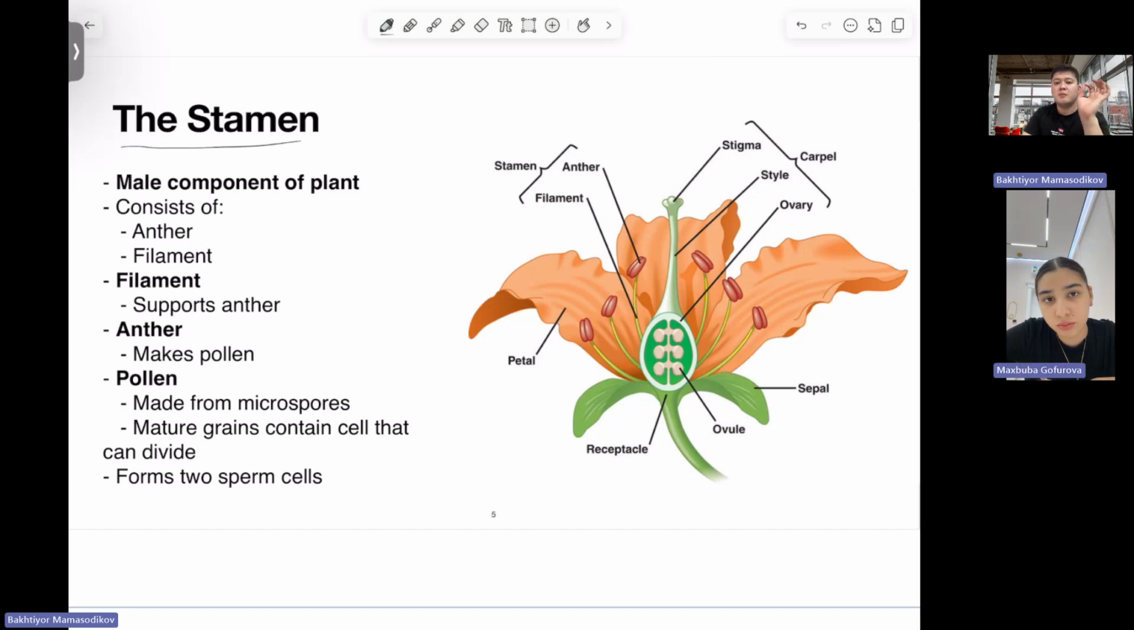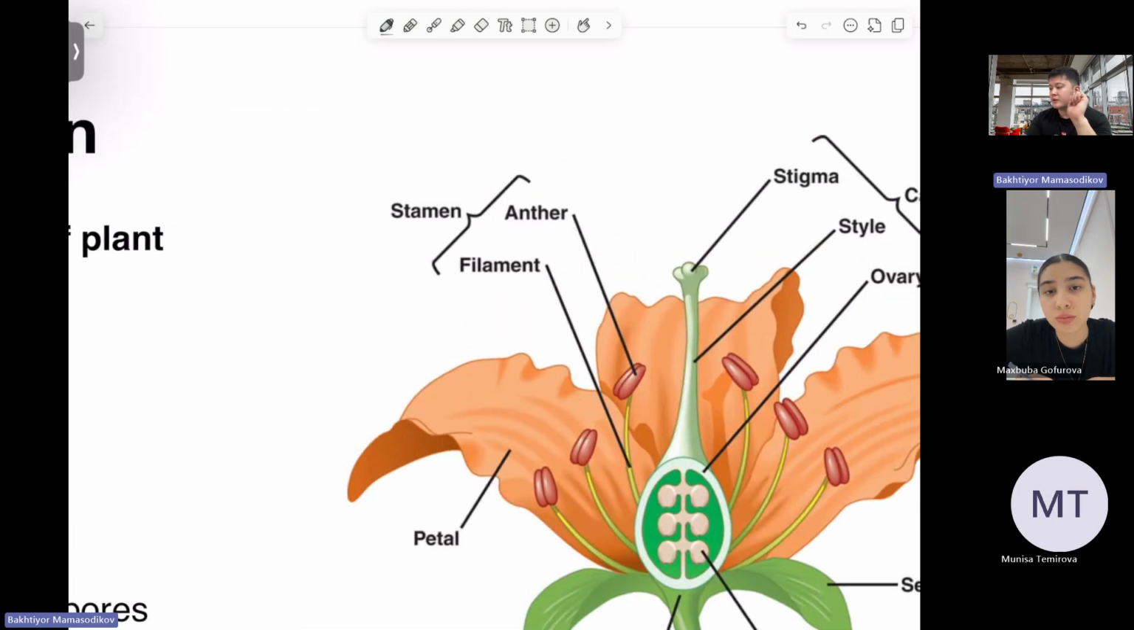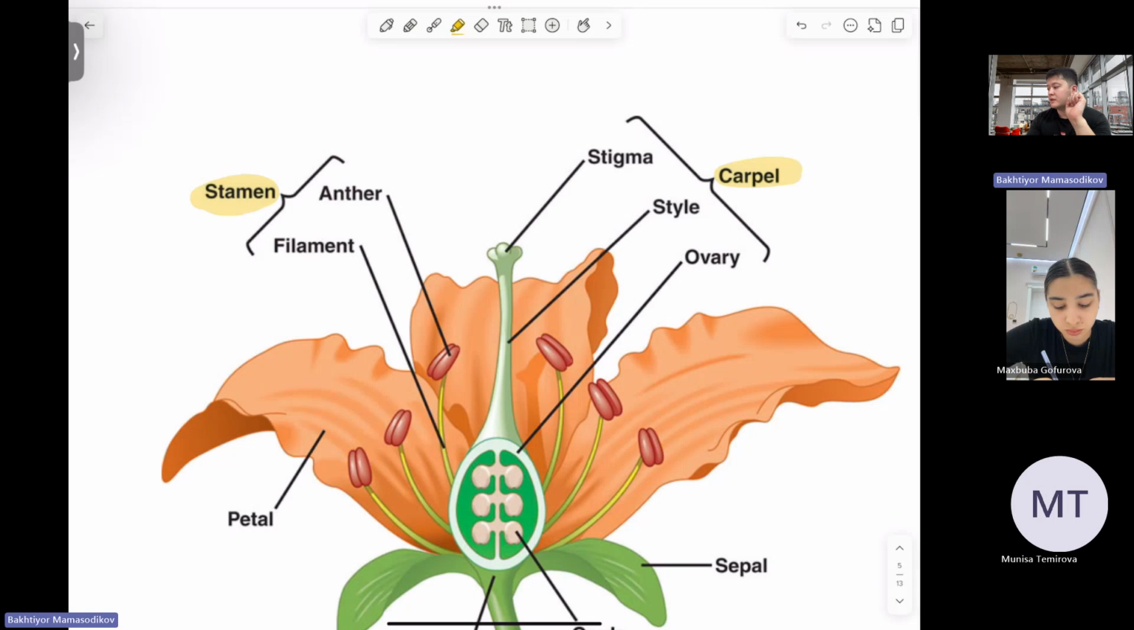Okay, it makes and delivers the pollen, which contains male gametes, which are the sperm cells that fertilize the female part of the flower. Okay, in one flower, two reproductive systems. So as you can see, this is the stamen, and this is the carpel. You can see the carpel as well. So we will now focus on the stamen. Okay, so this is the stamen. It's made of anther and the filament.